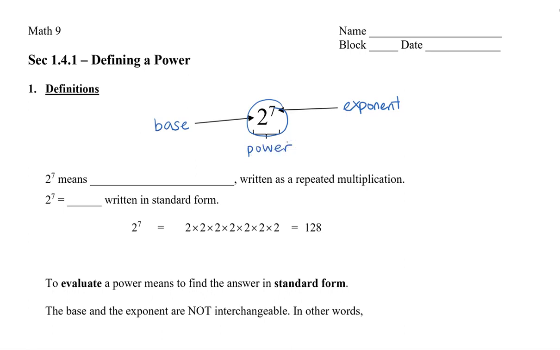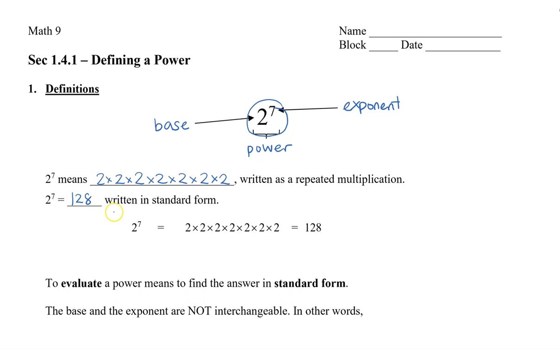So 2 to the 7 means 2 times 2 times 2 times 2 times 2 times 2 times 2. So it means that there are 7 2's multiplied together, and we can think of it as written as a repeated multiplication. And then 2 to the power 7, when we actually multiply it all together, we get 128.